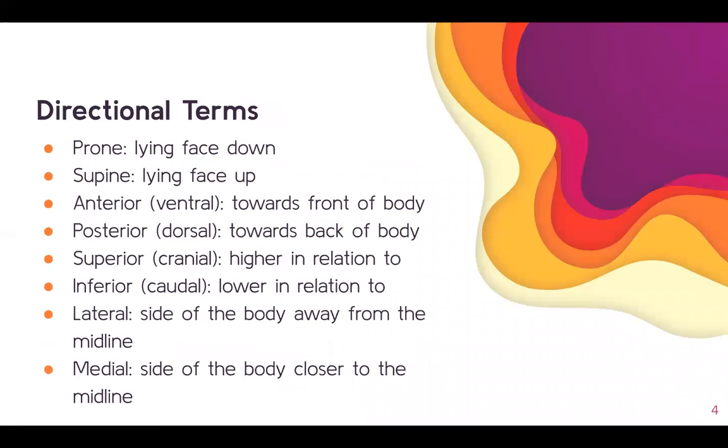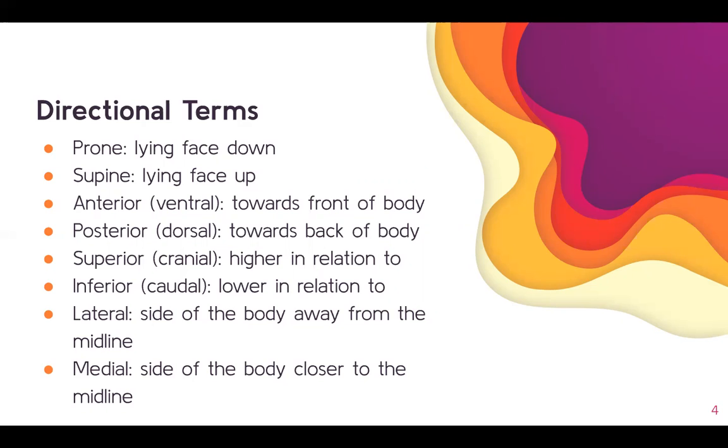The most clarifying terms you'll ever hear are these directional terms. I'm just going to go down the list and give an example for each. Prone is lying face up on your back. Supine is lying face down on your belly. Anterior, also known as ventral, is the forward position of your body. For example, your toes are anterior to your foot. Posterior or dorsal is the opposite, meaning the back of the body. An example would be the heel is posterior to the toes.